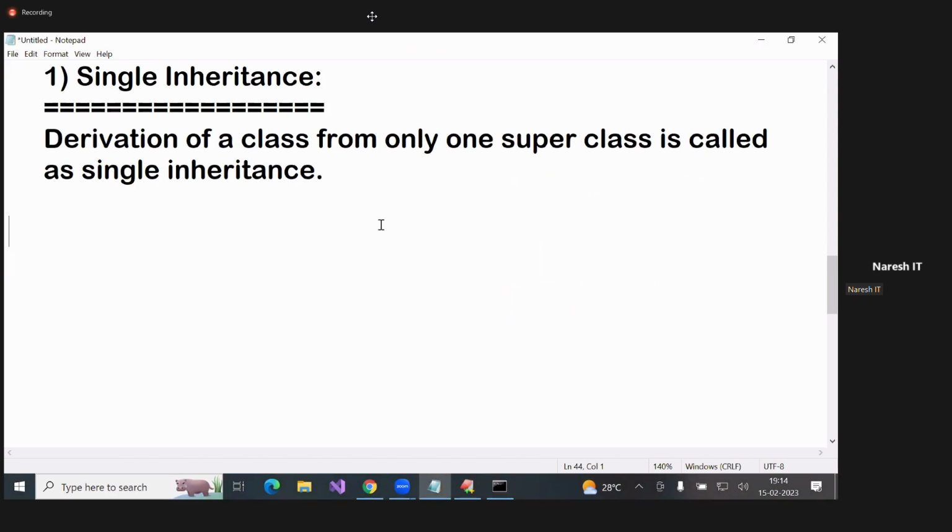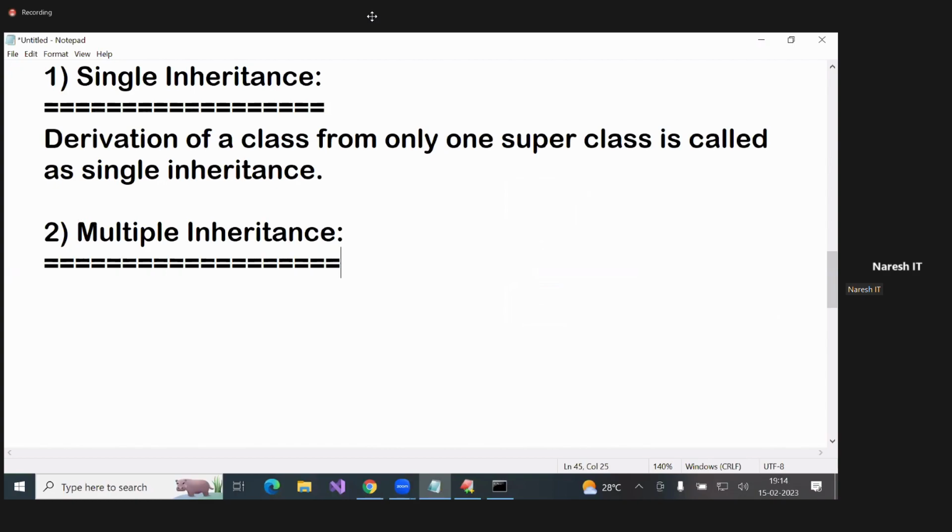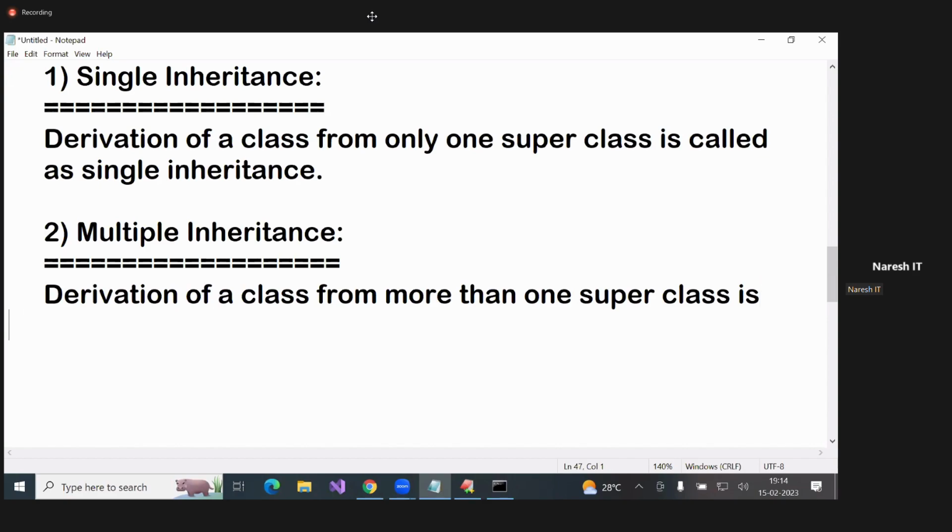Okay. Now next, multiple inheritance. Derivation of a class from more than one superclass is called multiple inheritance.